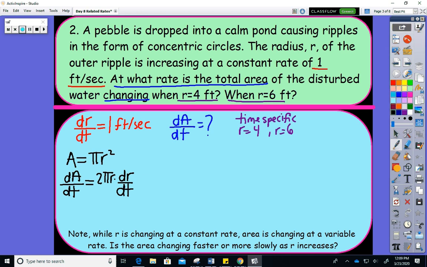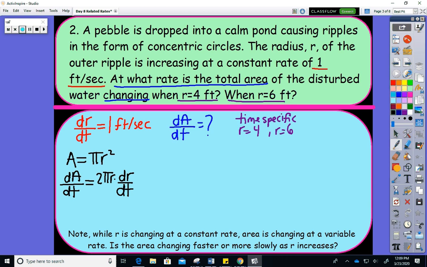Now listen, this is really important. You cannot plug in time-specific values until after taking derivatives. If you've got a number that you know that's general, that doesn't change with respect to time, you can plug those in before you take the derivative. But anything time-specific only goes in after.